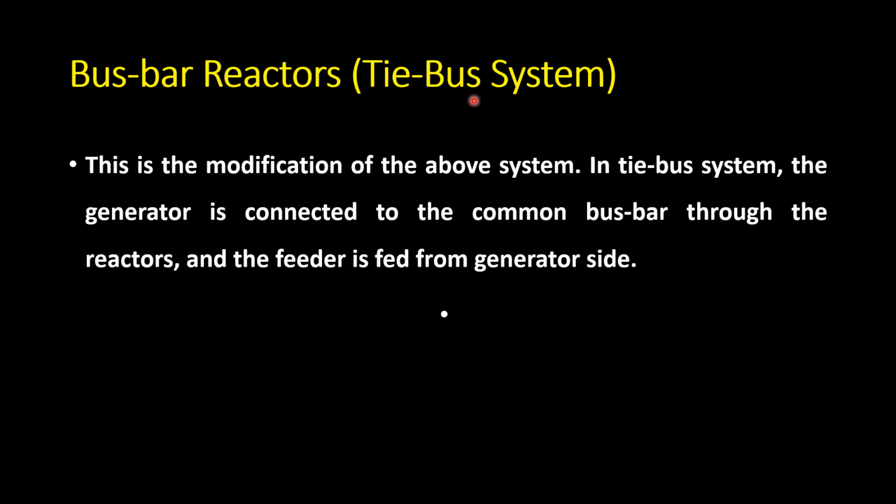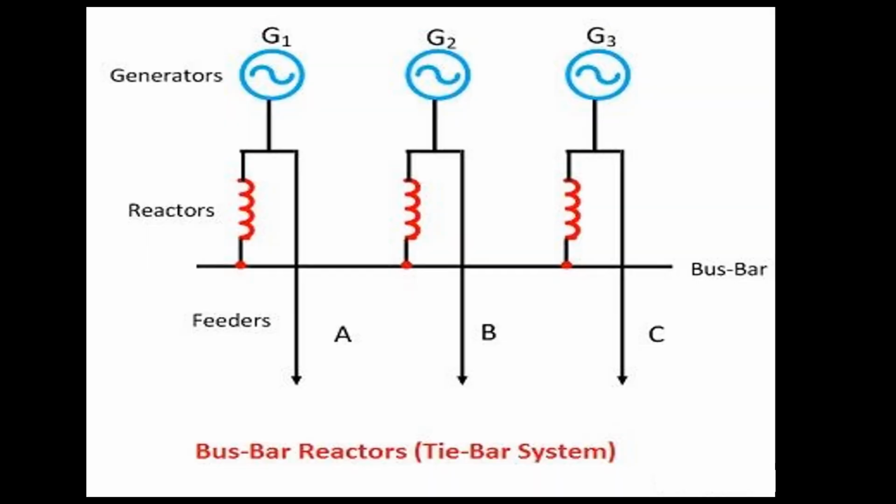Tie bus system. It is one type of bus bar reactor arrangement. This is a modification of previous ring bar system. So this is modified form of that. In the tie bus system, the generator is connected to the common bus bar through the reactor and a feeder is fed from the generator side.